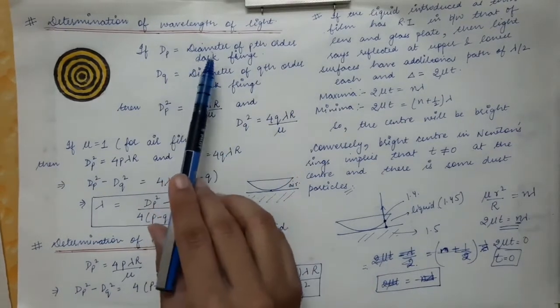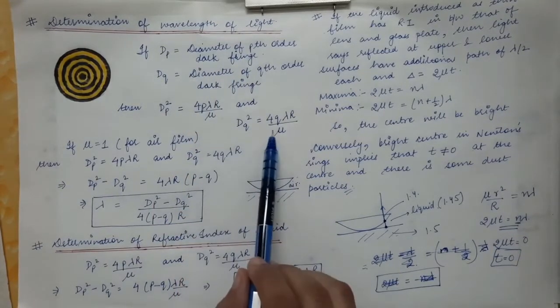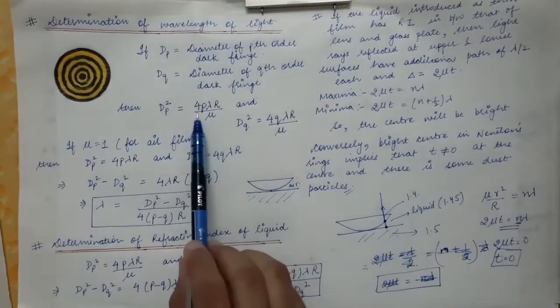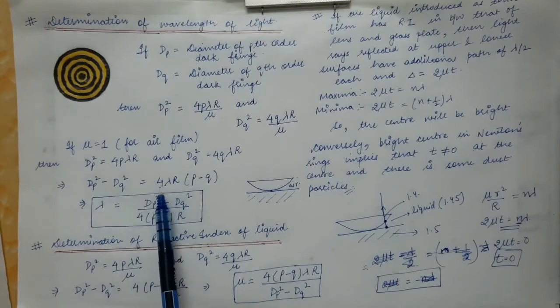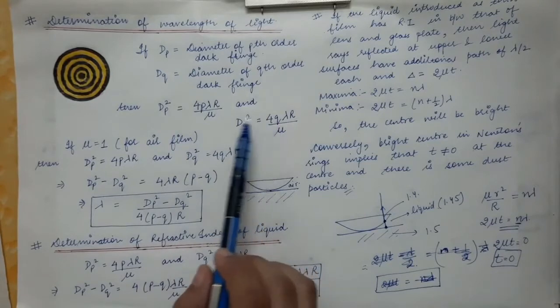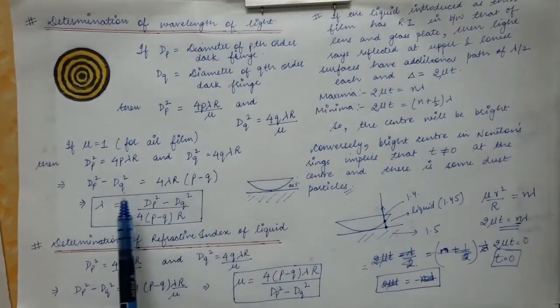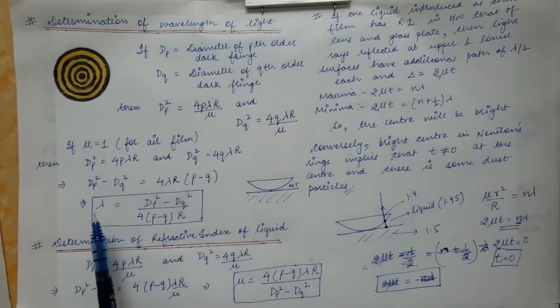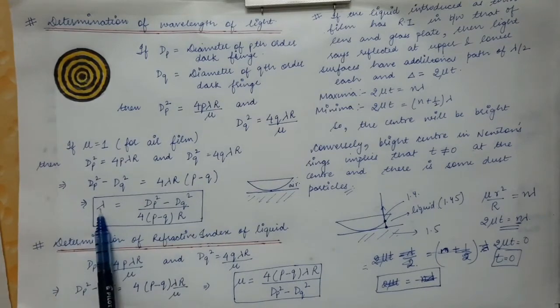In this case we are talking about an air film, therefore mu is equal to 1. Putting mu equal to 1 and subtracting these two equations, we get dp square minus dq square equal to 4 lambda r (p minus q). From this expression we can find the value of lambda, so on simplifying this last equation you get the expression for lambda.